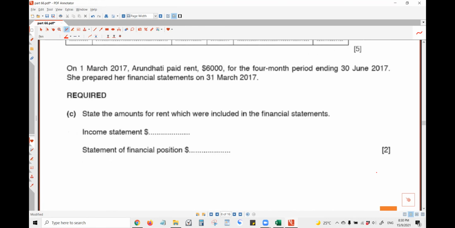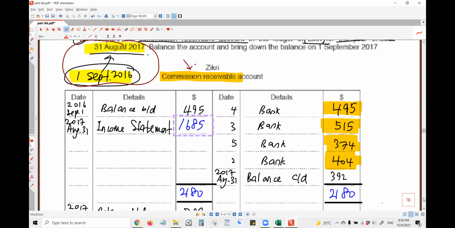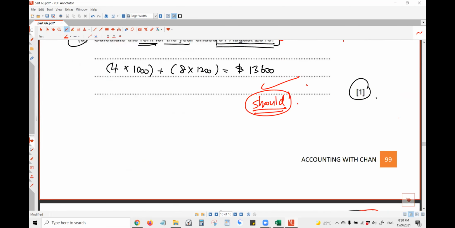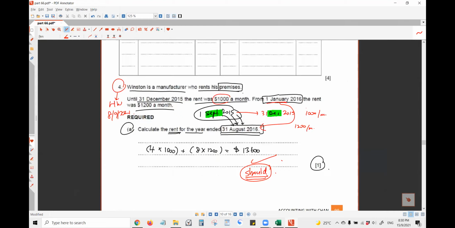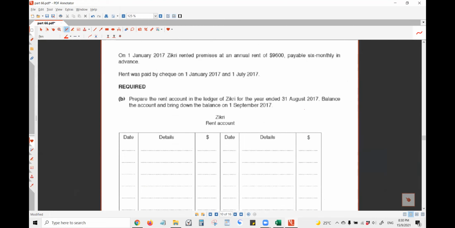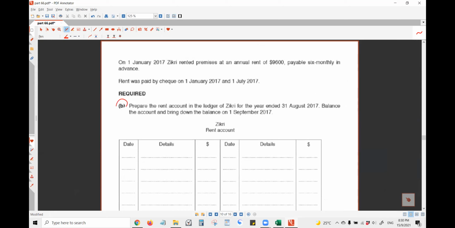You come to page number 99. Today I intend to settle everything in part 6. Come to page 99, on top of the page. Prepare the rent account in the ledger of Decree. In fact, this is the continuous question from the one you saw just now, Decree. For the year ended 31st August 2017, year end is this. Beginning of the year must be 1st September 2016.